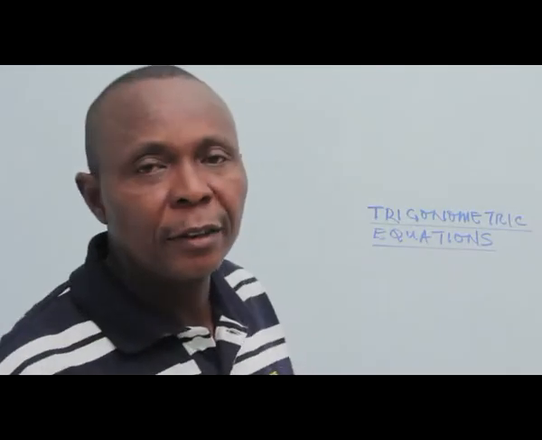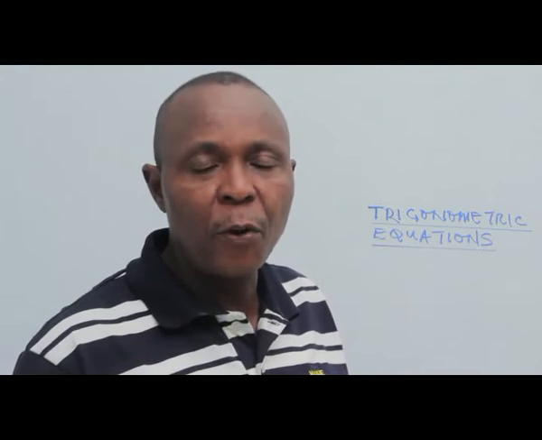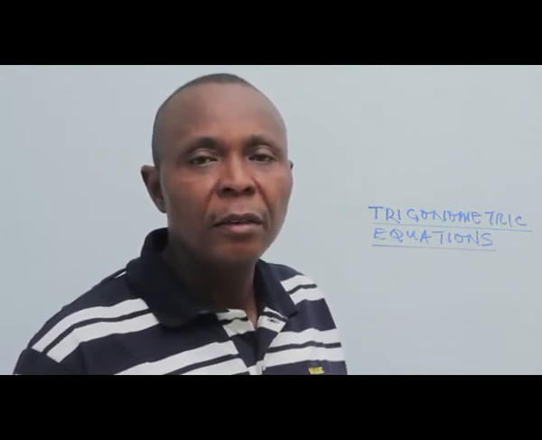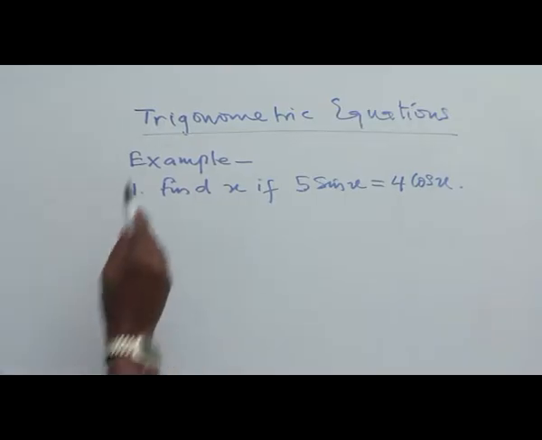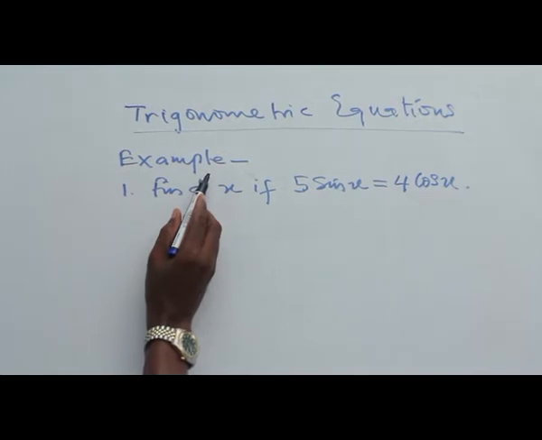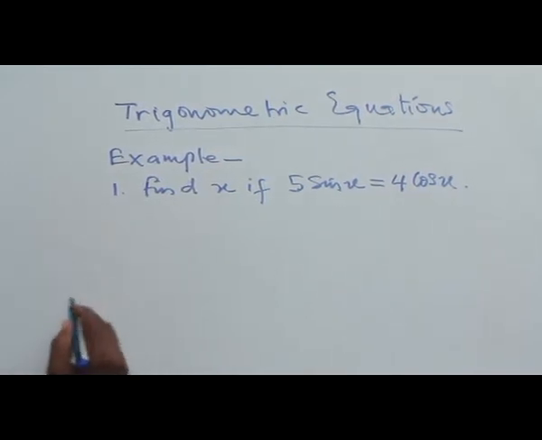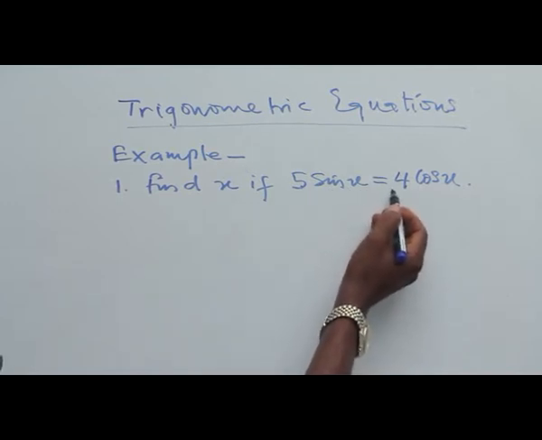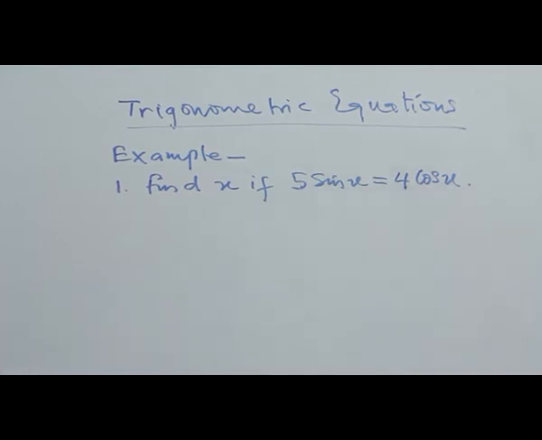Today we are going to look at trigonometric equations. This topic is still under trigonometry. Trigonometric equations. We will start by taking the first example. Example number 1. Find s if 5 sin s equal to 4 cos s.